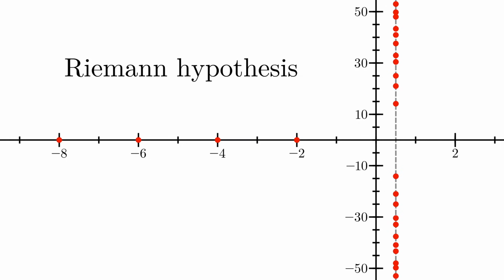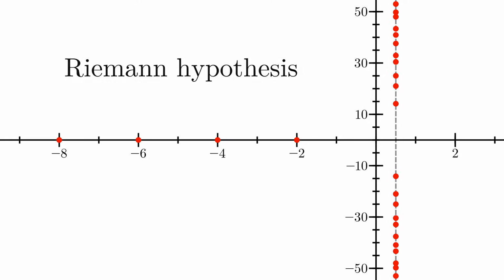And 150 years later, despite tremendous effort by many great mathematicians, the problem remains unsolved. Thanks to modern computing, though, we've been able to verify that the Riemann hypothesis is true for at least the first 12 trillion zeros.